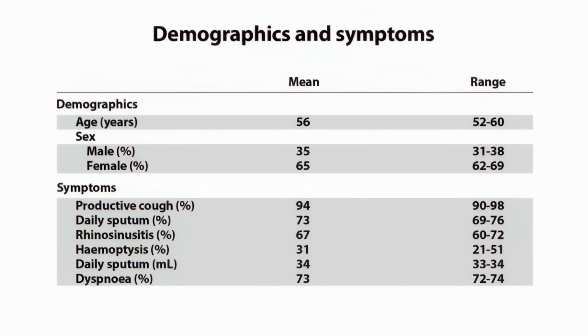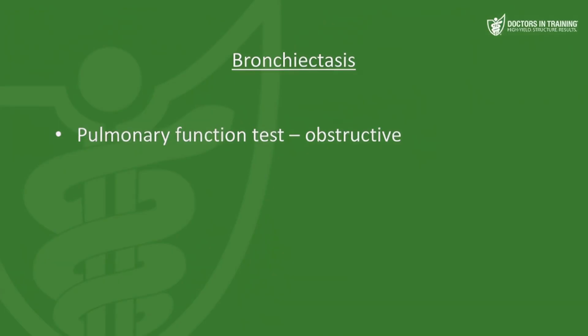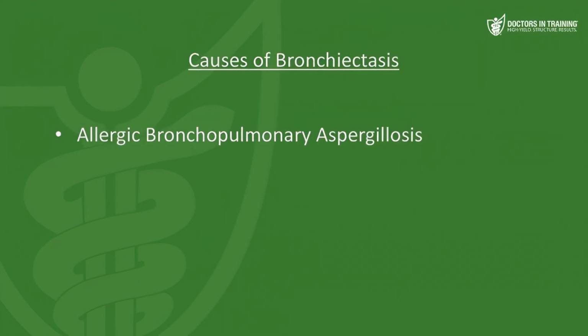The classic features for people with bronchiectasis: it is more common in women. They have a productive cough and increased sputum production. Many of them will have sinus disease. It's rare for them to have hemoptysis, and they have daily sputum production. The shortness of breath is largely based on the degree of pulmonary function test decline. The pulmonary function tests tend to be obstructive.